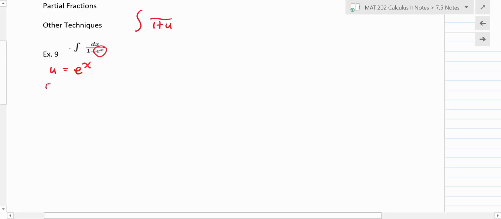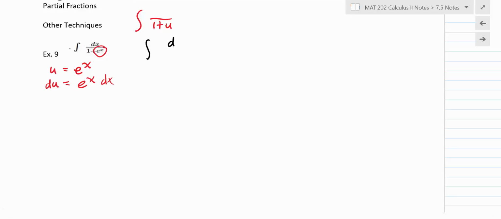Well, here's the weird thing about this. du would be e to the x dx. That's not what we're left over with, okay? Every now and then, when you're doing some of these problems, you have to do some sort of a little trick. So let me show you what I'm going to work with. Let's write this integral down again. I'm going to write this as 1 over 1 plus e to the x like this.